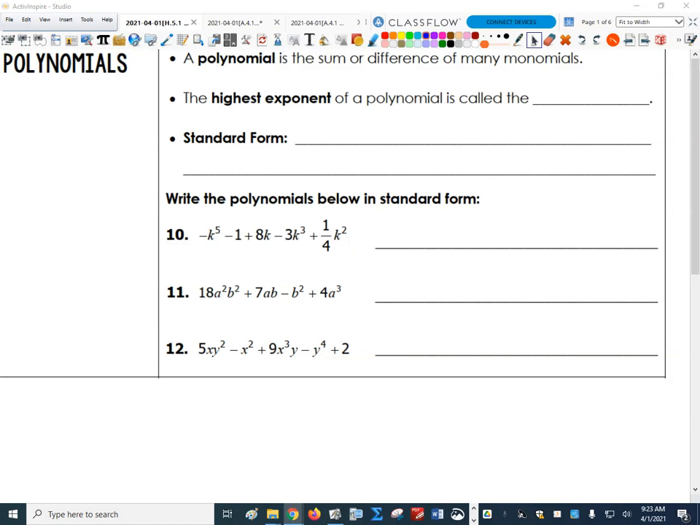Today about polynomials, right? What it means to be a polynomial. We've alluded to this in the past, and it's nothing really very surprising. But what does it mean to be a polynomial?